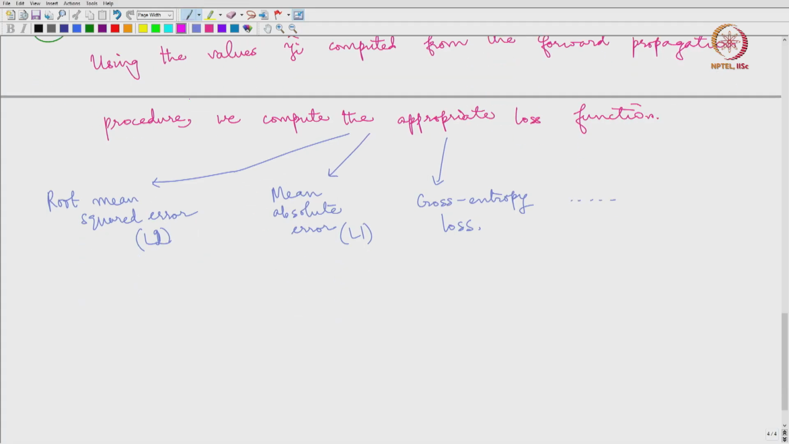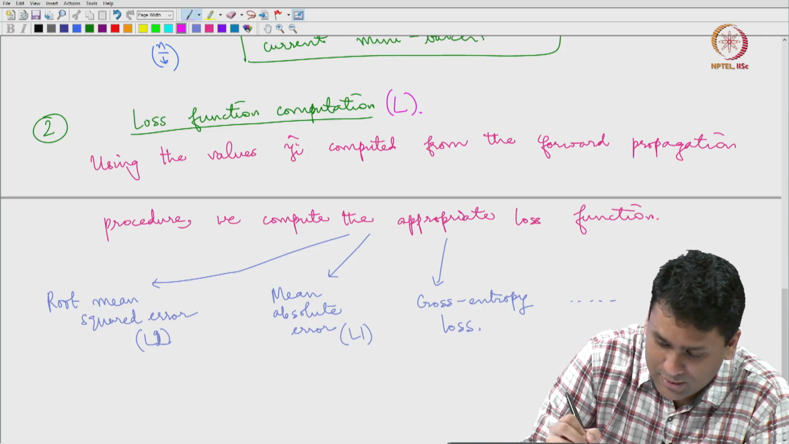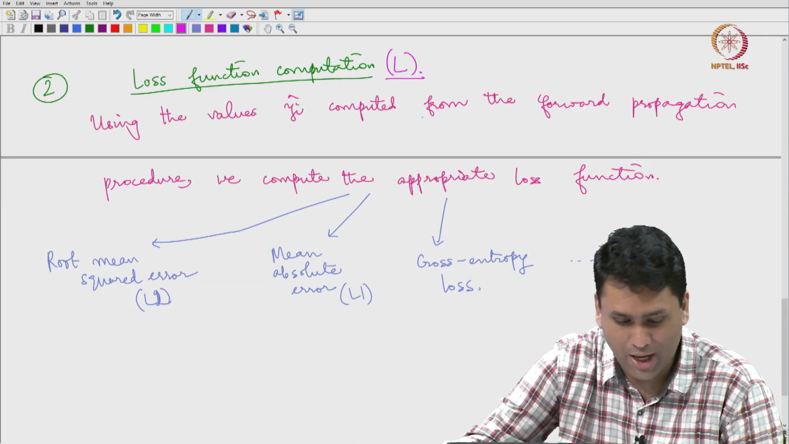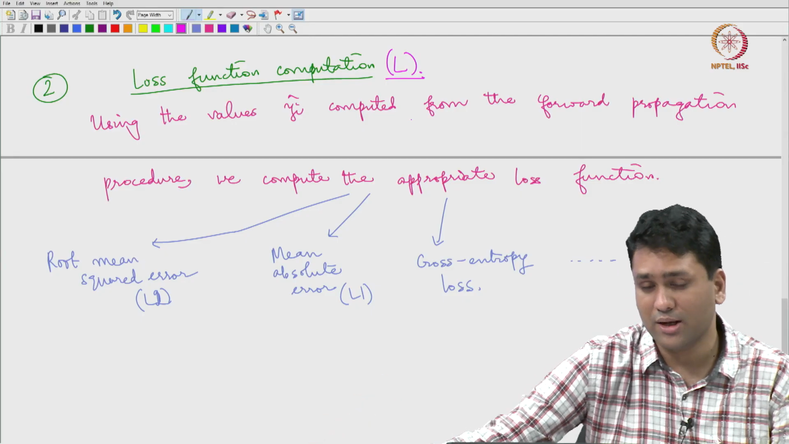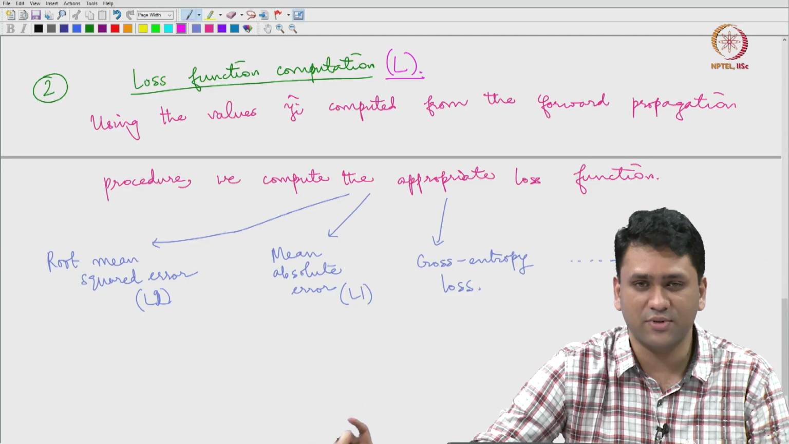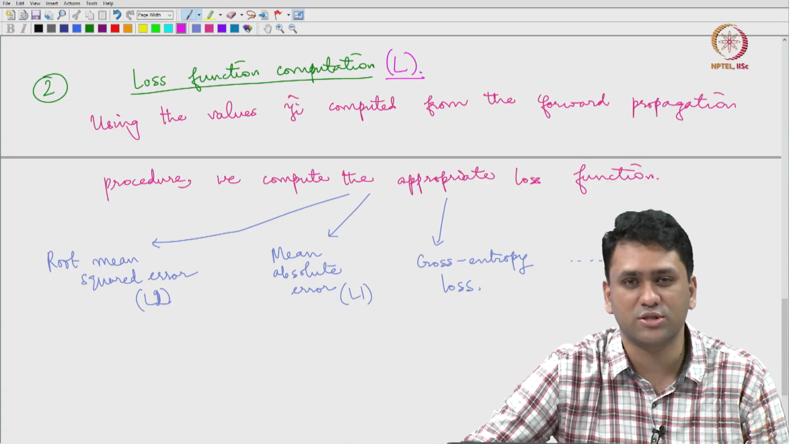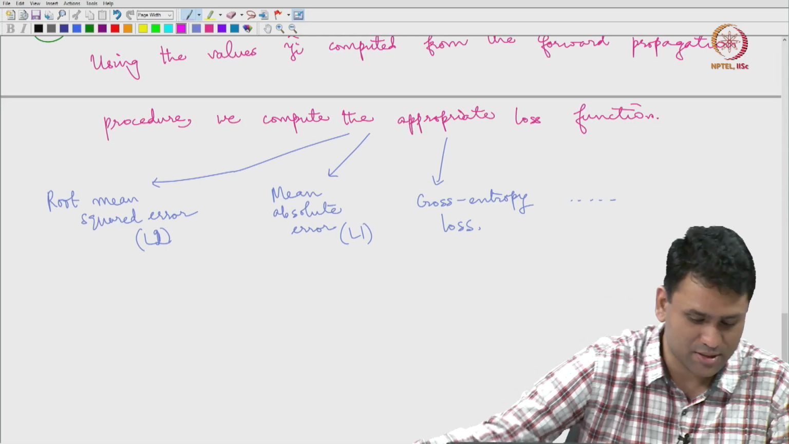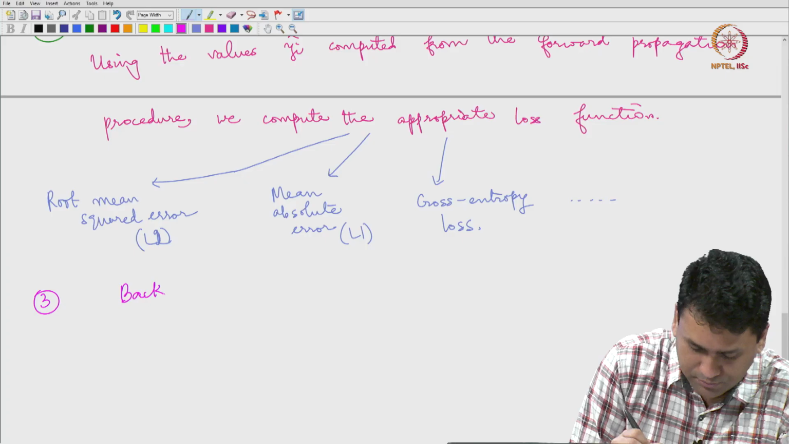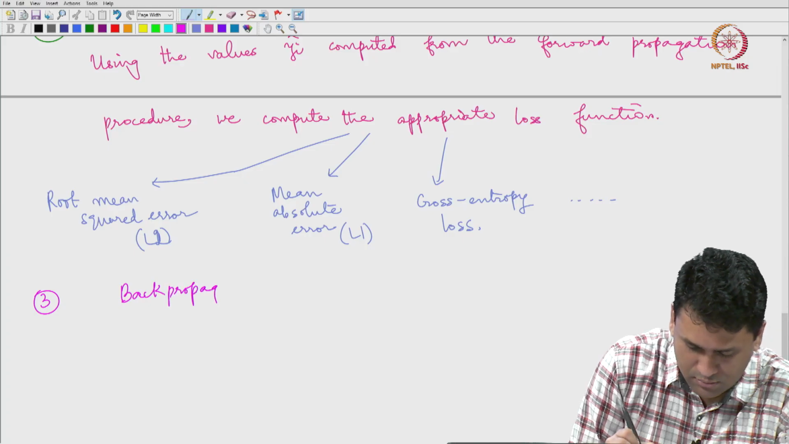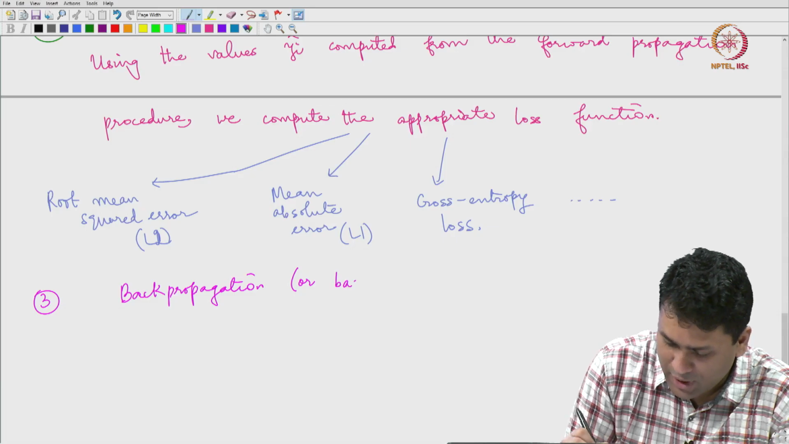Alright. Now that you have computed the value of the loss function, which is L, the next step is to actually do something known as back propagation, wherein you will compute the gradients of the loss function versus all the parameters, and then you will update those parameters as we always do in a gradient descent based method. So, the third step is called back propagation, or known in short as back prop.